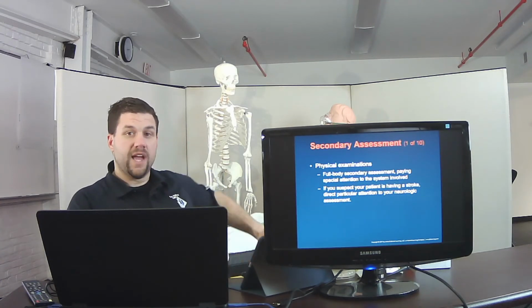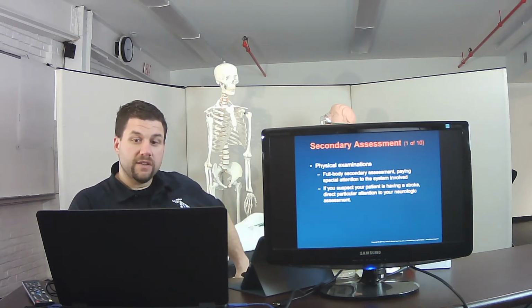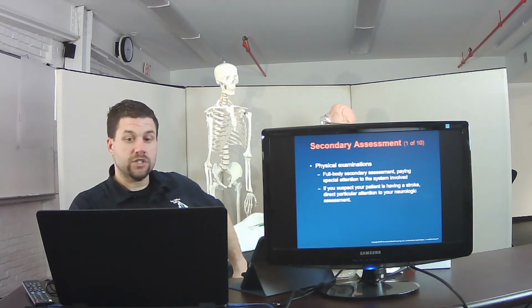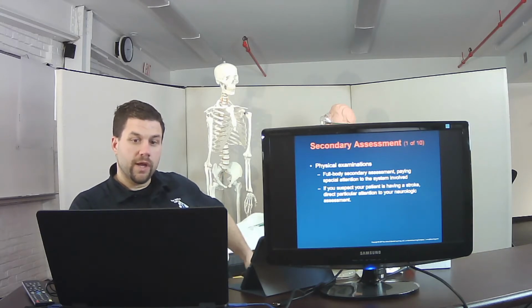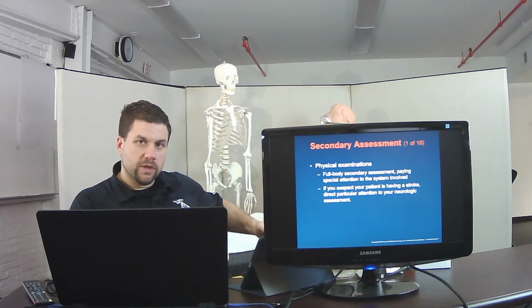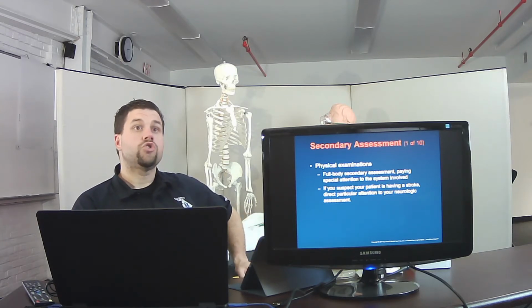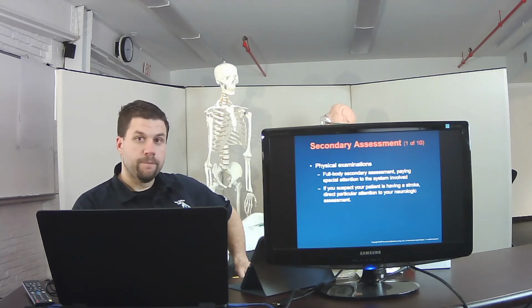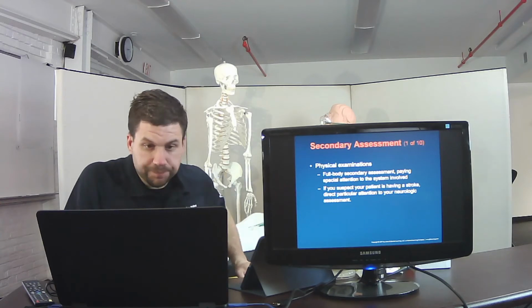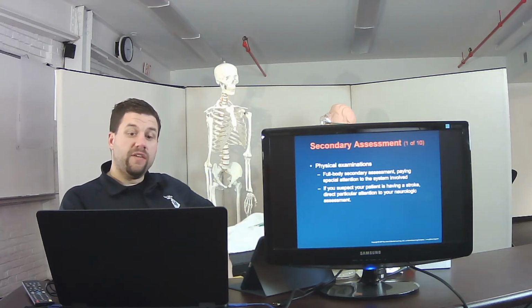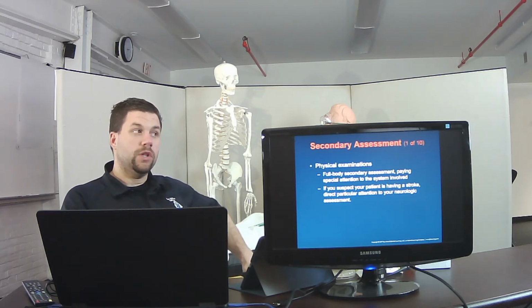In our physical exam, we're doing a full body secondary assessment, and we're paying special attention to the symptom involved, right? Remember our neurological assessments: squeezing hands, checking for equal grips; smile, checking for symmetrical smile; sticking their tongue out, making sure it goes out straight and not off to a side, like that. If we suspect that they're having a stroke, we need to direct particular attention to the neurological assessment.